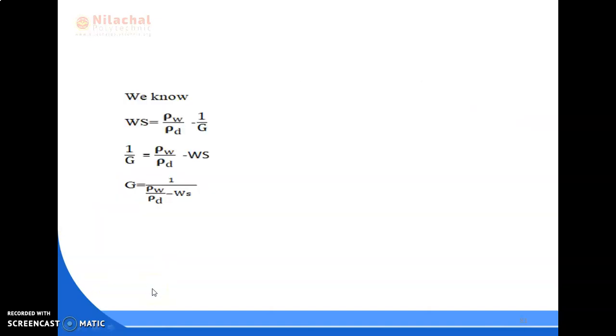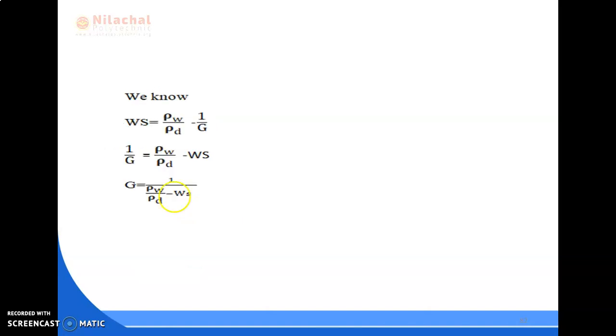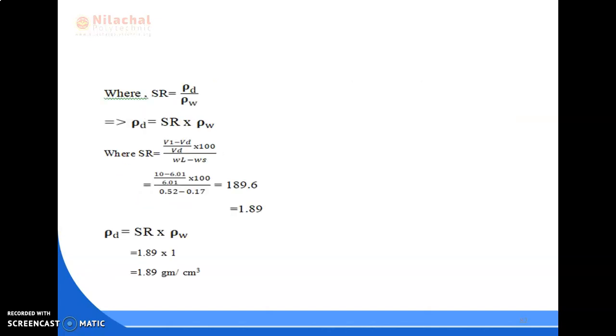So let us calculate. We know shrinkage limit WS equal to, we know the formula, rho W by rho D minus 1 by Z, or implies here we have to find out Z, so we bring this 1 by Z to the left side. 1 by Z equal to rho W by rho D minus WS. Again Z equal to, we reverse it, 1 by (rho W by rho D minus WS). So here rho W value we know, but rho D value is not given in the question. Also WS value is given, so we have to find out rho D value.